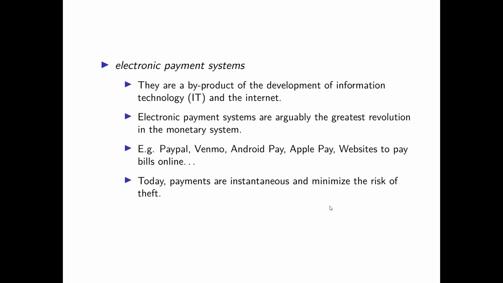Today we use PayPal, Venmo, Android Pay, Apple Pay. You can pay your bills online using some websites. They use the Visa system or the MasterCard system. So today payments are instantaneous and they minimize the risk of theft. You can purchase something in Japan right now, and it's going to take you 20 seconds to do that. Electronic payment systems are really, really great.